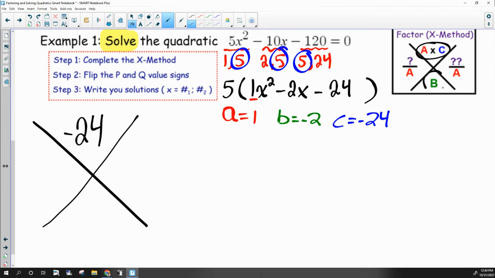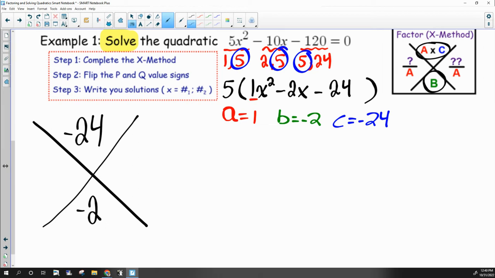On the bottom is that B value. B for bottom. Negative 2 on the bottom. And now the hardest part of factoring is finding our 2 numbers. We'll get to the point where hopefully you can start just cranking this out in your head. You'll see so many of them, you'll just start to know them.